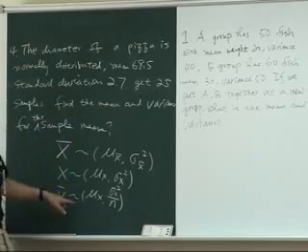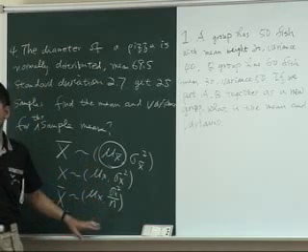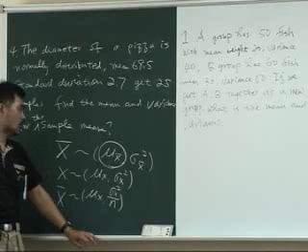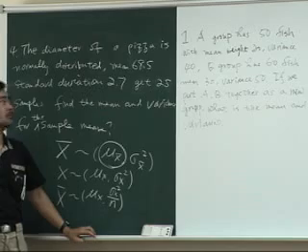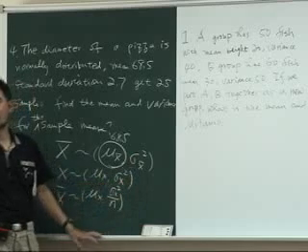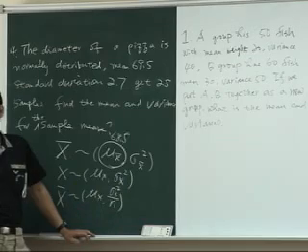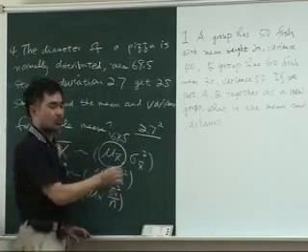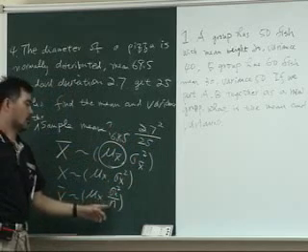Mr. Zheng, what should be the mean? Mu x, so 68.5, right? What about sigma x bar square? It is 2.7 square divided by 25, right? So basically, it's like this.